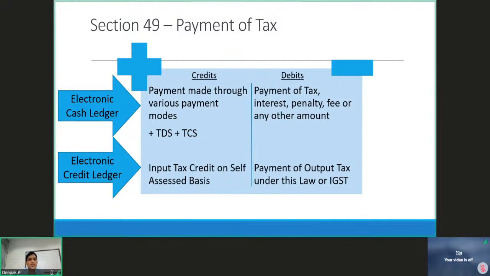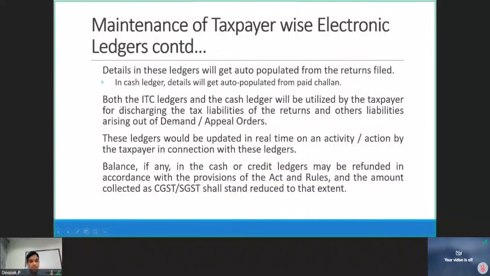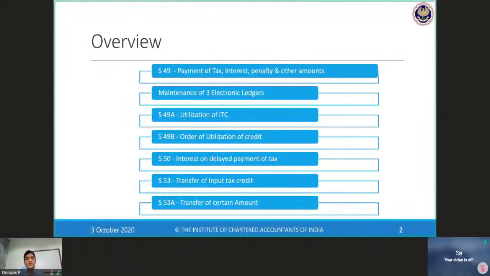TDS under GST is not in syllabus. Yes, so we will not learn the TDS provisions in detail. That's the reason if you see, I'll just go back and tell you what all we are covering. There is a gap here after 50. Where are 51 and 52 gone? 51 and 52 are the TDS and TCS provisions, which are not relevant for your examination. So we will not get into 51 and 52.